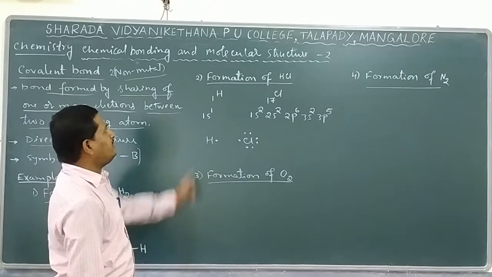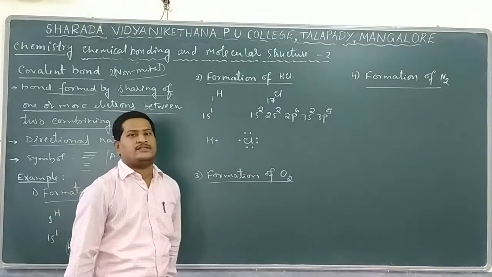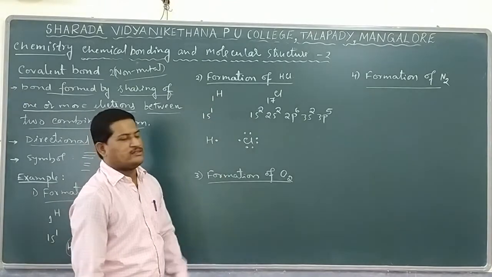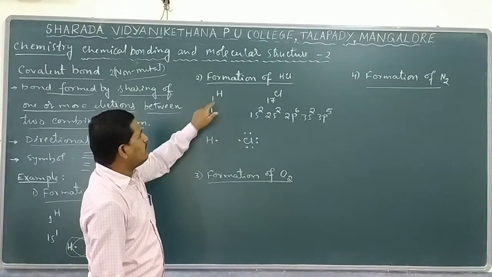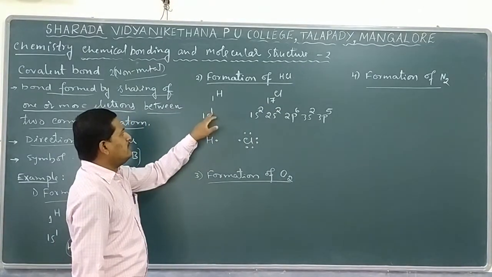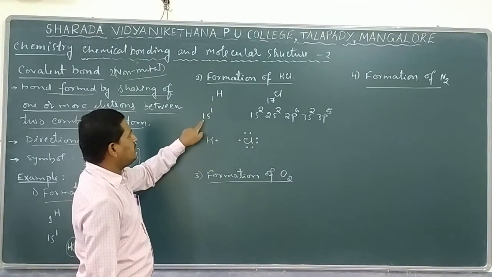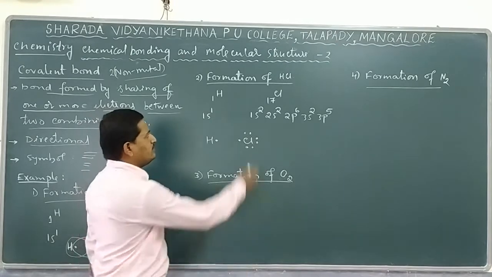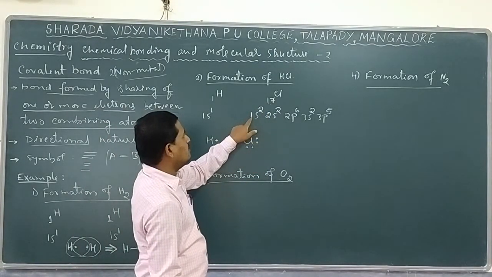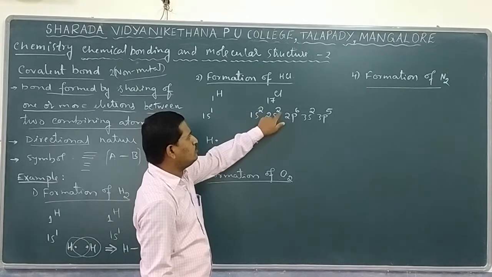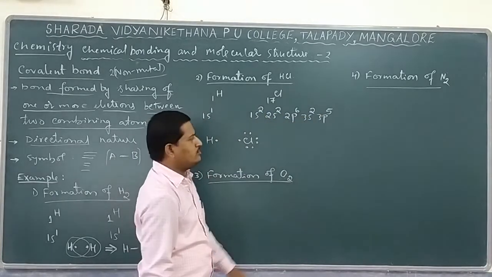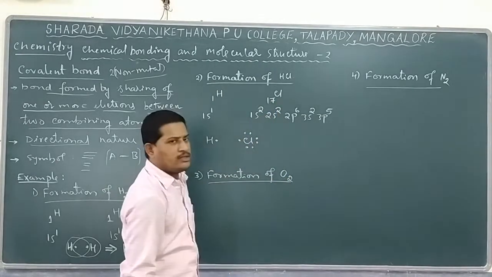If you go with another example, the formation of HCl. Look at that, hydrogen and chlorine are the two atoms present. Hydrogen has atomic number 1, and chlorine has atomic number 17. That means the electronic configuration for hydrogen is 1s1, and for chlorine with atomic number 17, the electronic configuration is 1s2, 2s2, 2p6, then 3s2, 3p5. So this is the electronic configuration for chlorine.